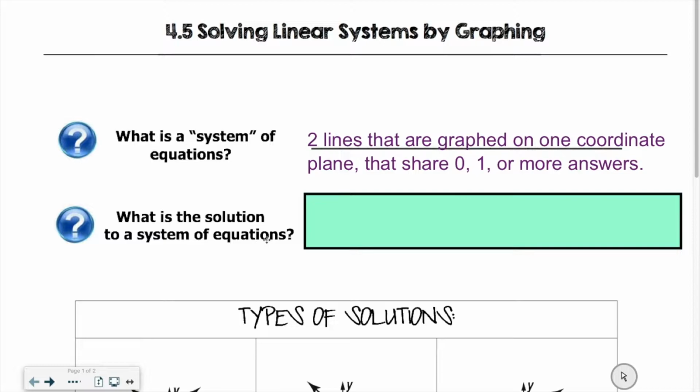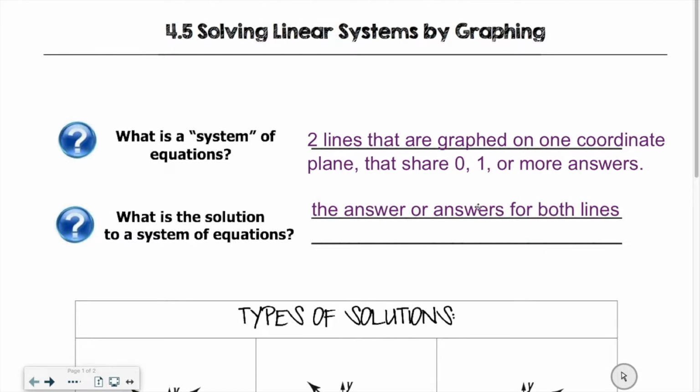Next, what is the solution to the system of equations? Well, the solution is the answer or answers that are the answers for both lines. So you're not graphing them separately, it's a system, so they work together. The answers that we find have to be the answers to both lines.